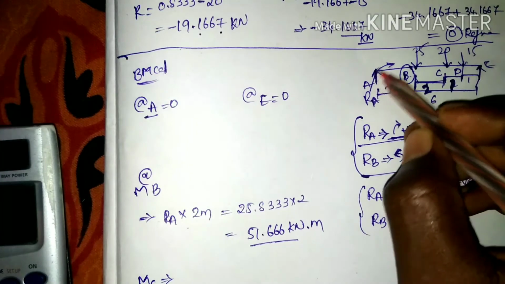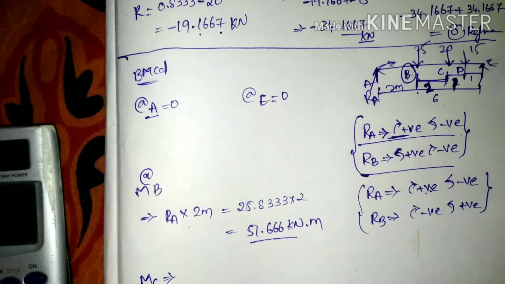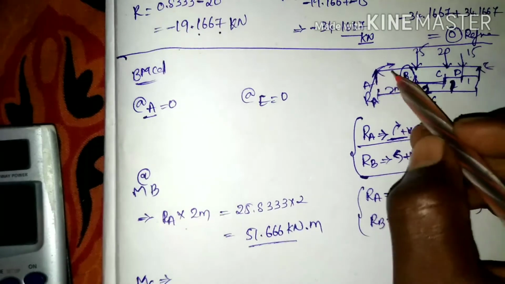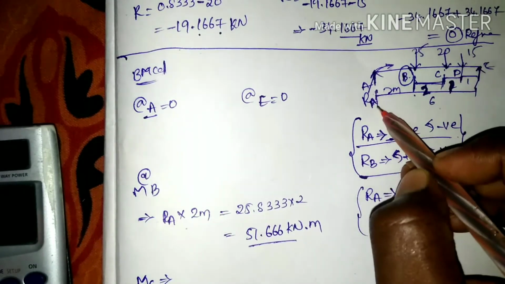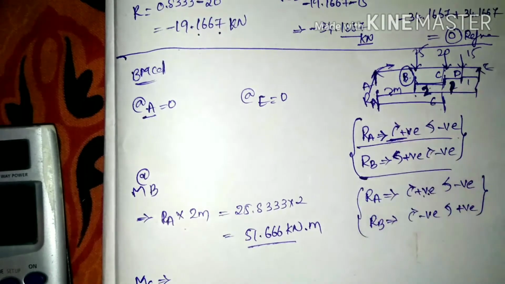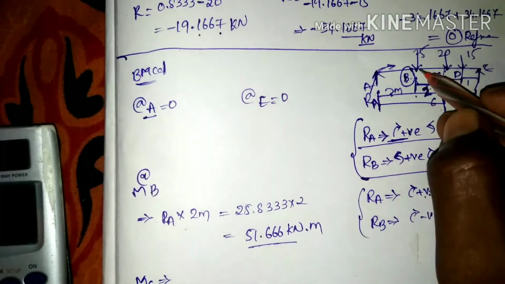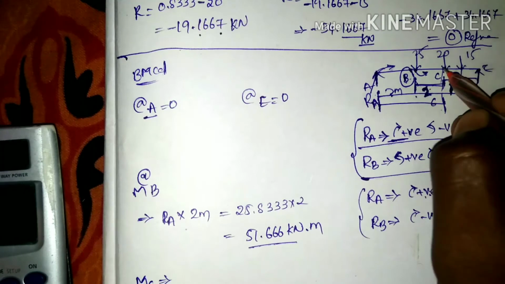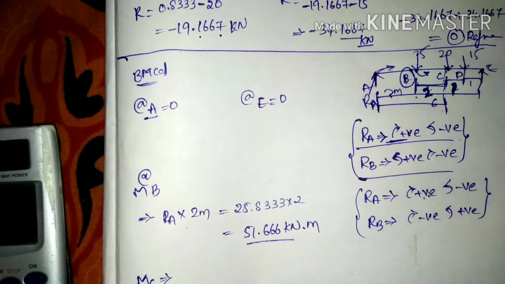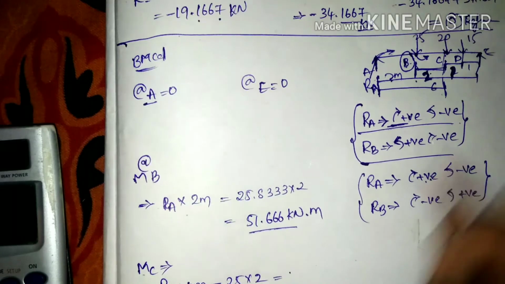And for the moment about C, if I take from RA, we get the same value as if I take from RB. Here it is taking from RA. RA is in the clockwise direction. The distance from A to C is 2 meters and 2 meters, so 4 meters. RA into 4, minus 25 into 2, because that load is taking the moment in the anti-clockwise direction about C.